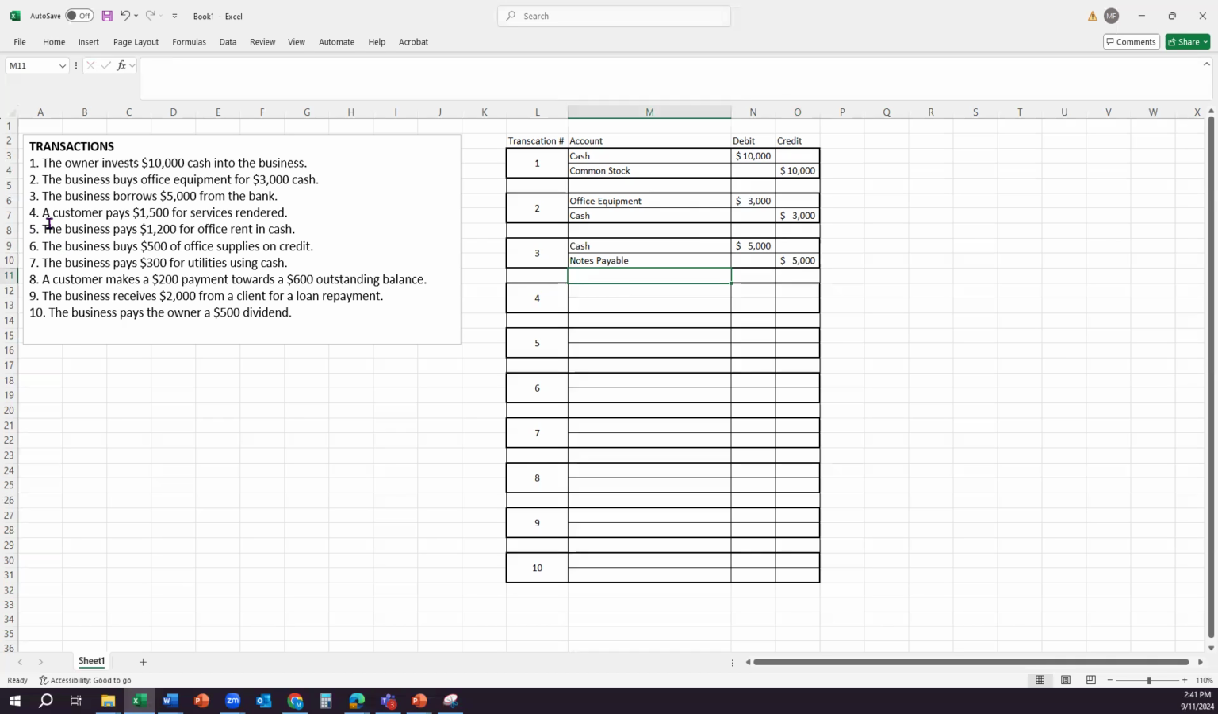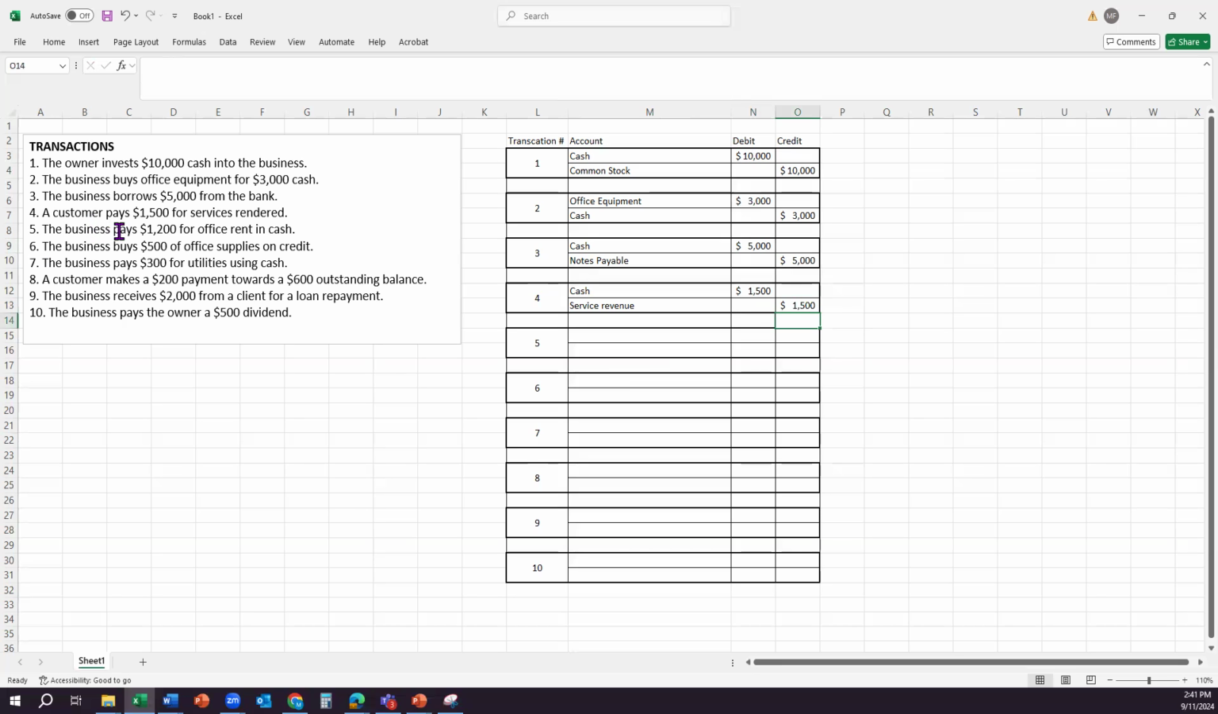Number four, a customer pays $1,500 for services rendered. So again, someone's paying me, so my cash is increasing. An increase to an asset like cash is a debit. And then if I've earned the money because I rendered the services, my service revenue, which means money I earn from my customers for doing work, will also be going up, and revenues increase with a credit.